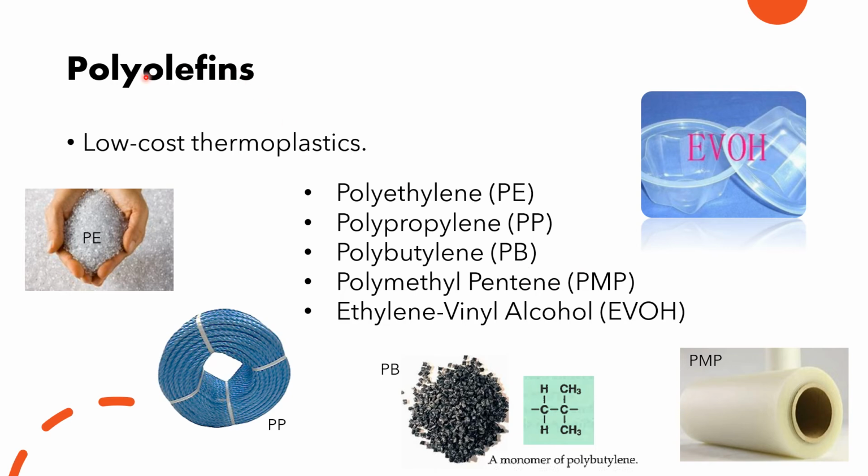Alright, the first class is your polyolefins. They're low cost, so cheap, and we have five important polyolefins that we commonly use in industries. One is PE, that's polyethylene, PP, polypropylene, PB, polybutylene, PMP, polymethylpentene, and then EVOH is ethylene vinyl alcohol. This is vinyl, and that's alcohol, OH, okay?